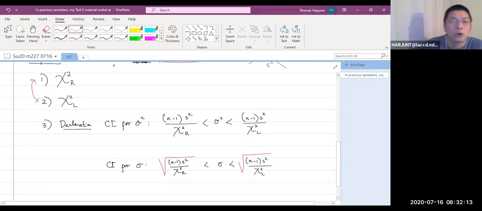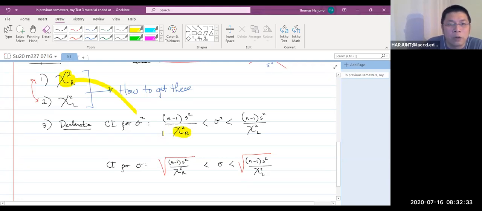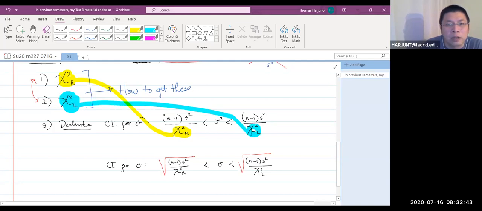Okay, now so the issue we have here then is this: how to get this? How to get this? Because once we get this, then we get the denominators here. You see chi-squared right, okay, in the formula will be on the denominator of the left-hand side, and chi-squared left will be on the right-hand side, the denominator of the right-hand side of that inequality.